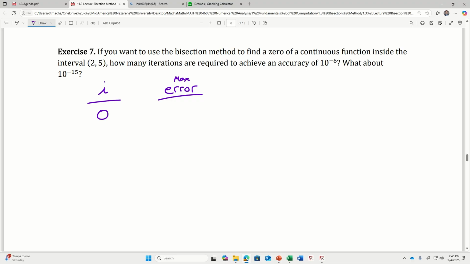You say 3? Why do you say 3? Because 5 minus 2. Okay.